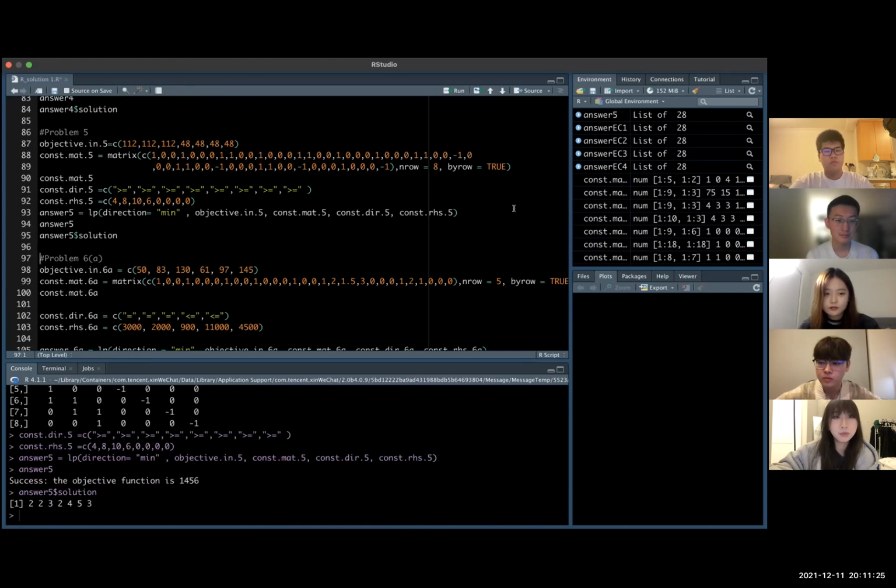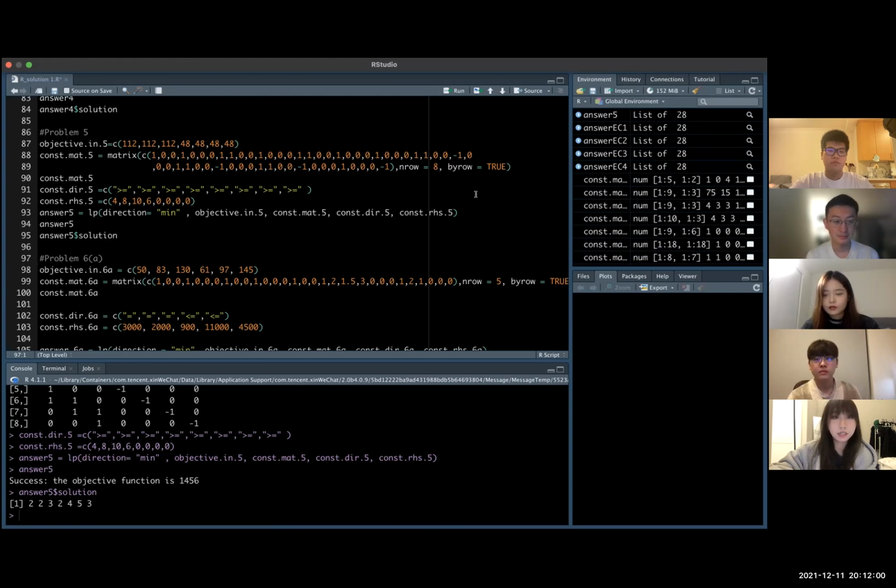For columns 91 and 92, we have our constraint direction and our right-hand side. All of our constraint directions are greater than or equal to. The first 4 constraint right-hand sides are 4, 8, 10, 6. For the last 4, 0 is the supervision part. As mentioned before, we move the right-hand side to the left-hand side. Therefore, all of the right-hand sides for the supervision part are equal to 0. Column 93 simply means we need to minimize the objective function and solve the problem using the constraint matrix we provided above.